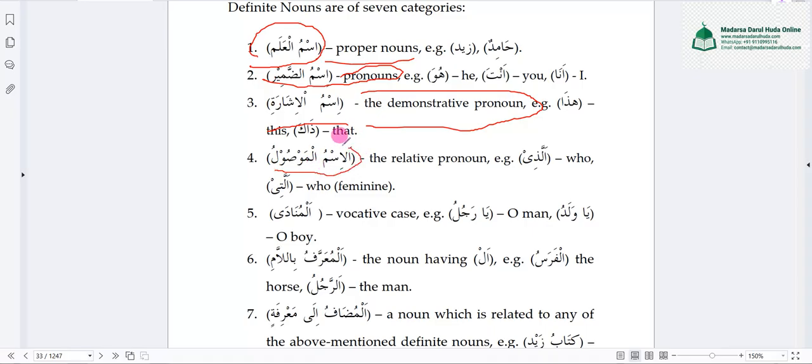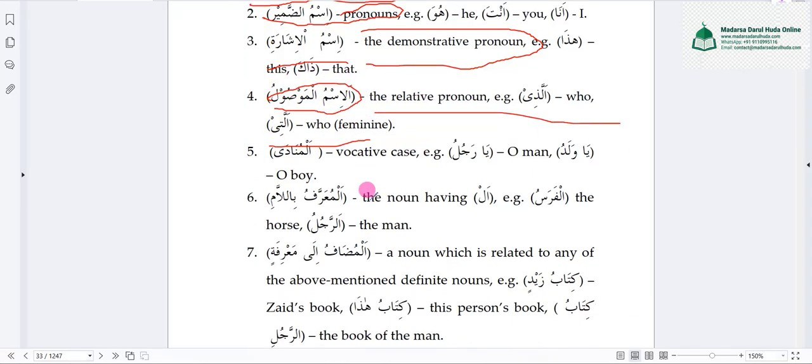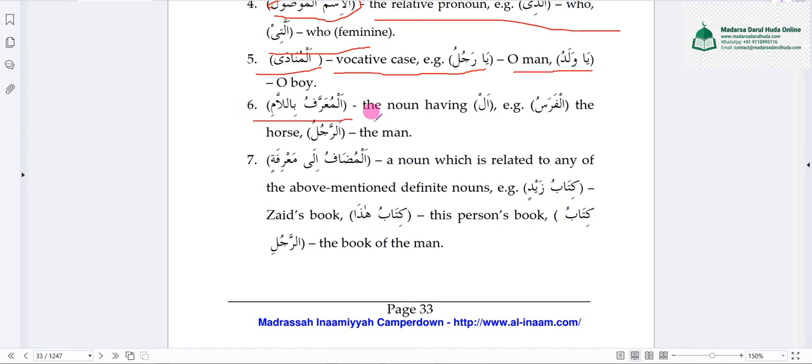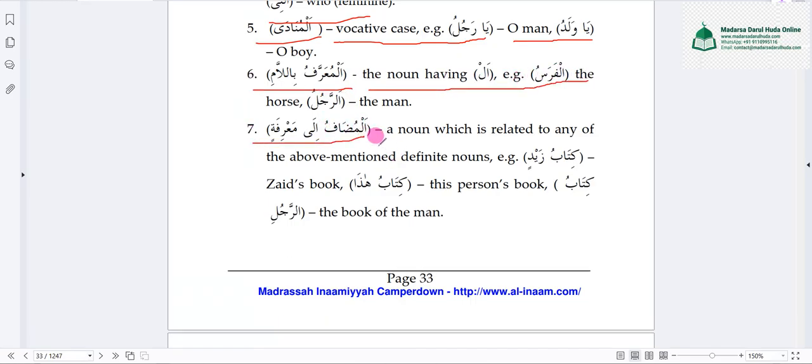Then we have al-ismul mawsul, that is the relative pronoun like allazi, allati. Then we have munada, the vocative case like ya rajulu, ya waladu. Then we have mu'arraf bil lam, the noun having alif lam. Then we have muzafil al-marifa. Muzafil al-marifa means a noun which is related to any of the ever mentioned definite nouns, like kitabu zaidin, Zaid's book, kitabu haza, this person's book, kitabu rajul, the man's book.